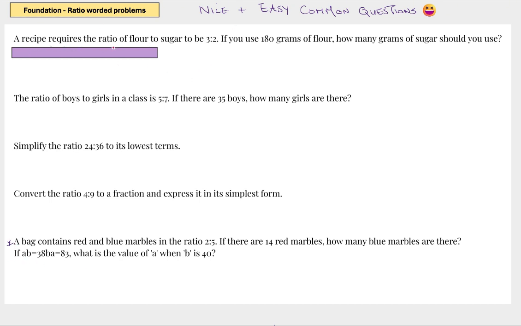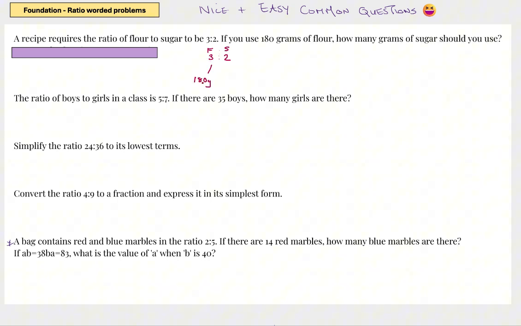A recipe requires the ratio of flour to sugar to be 3:2. Remember, the ratio is in order of how it's written. So flour is going to be 3 and sugar is going to be 2. If you use 180 grams of flour, so we know that this equals 180 grams, how many grams of sugar should you use? Now, whatever you do in a ratio has to be done the same, just like fractions.